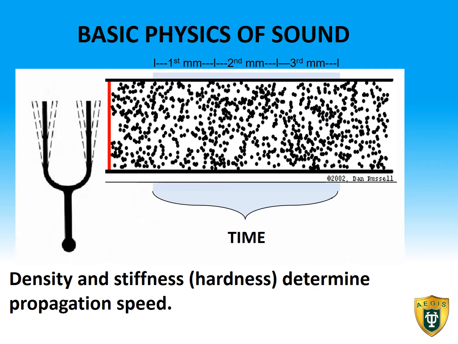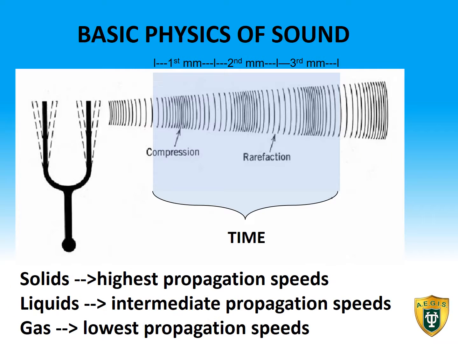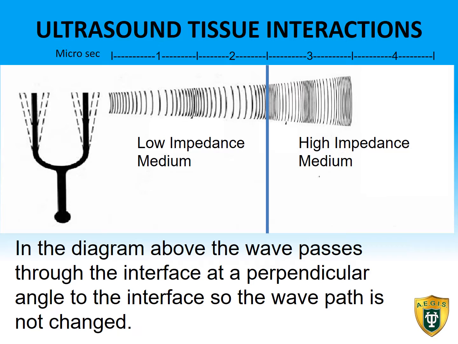You may remember from our last review segment that density and stiffness, or hardness, determine the propagation speed. You may also recall that solids have the highest propagation speeds. Therefore, their impedance is the lowest. Gases have the lowest propagation speeds. Therefore, their impedance is highest. In the diagram, the wave passes through an interface at a perpendicular angle to the interface, so the wave path is not changed, even though the speed is different in each medium.